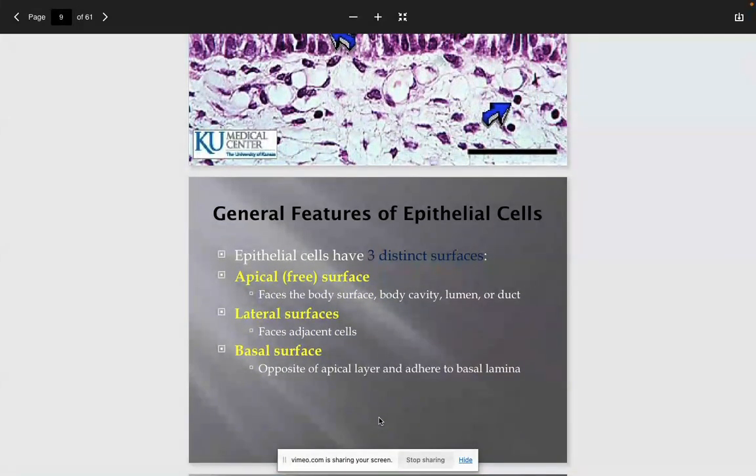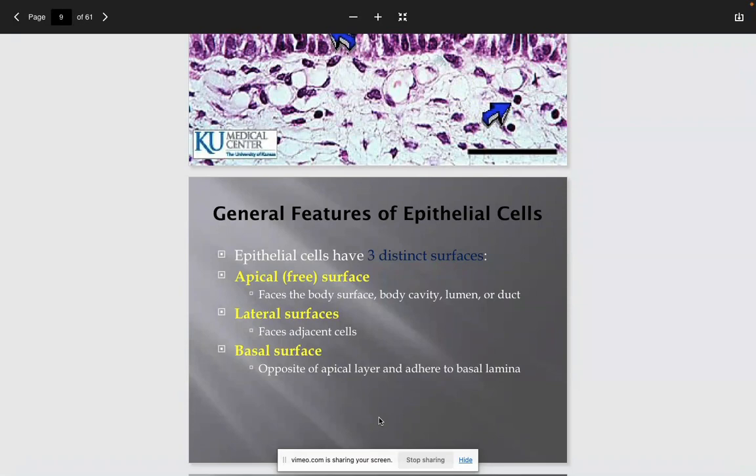And we talked about the features of the epithelial surfaces. We know there's 3 distinct surfaces, and I drew the triangle on the board. And we talked about the apex being the roof, the apical surface. This is going to be the surface that faces the body surface, the body cavity, lumen, or duct. We know we have the roof, which is the apical surface. We know we have a basal surface, which is on the basement. This is opposite of the apical layer and adheres to the basal lamina.